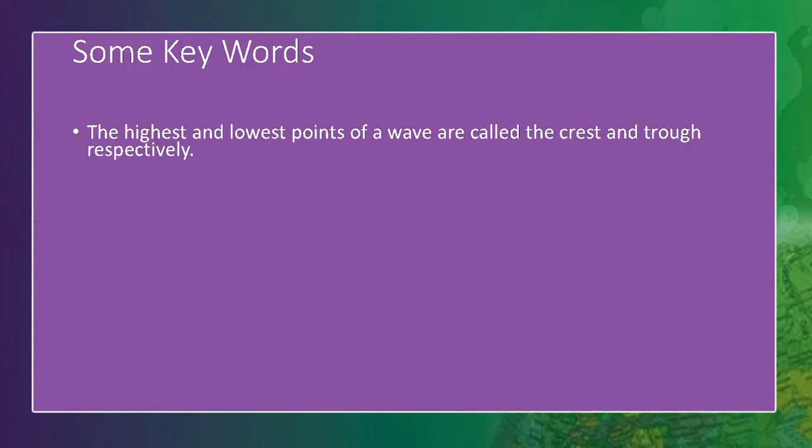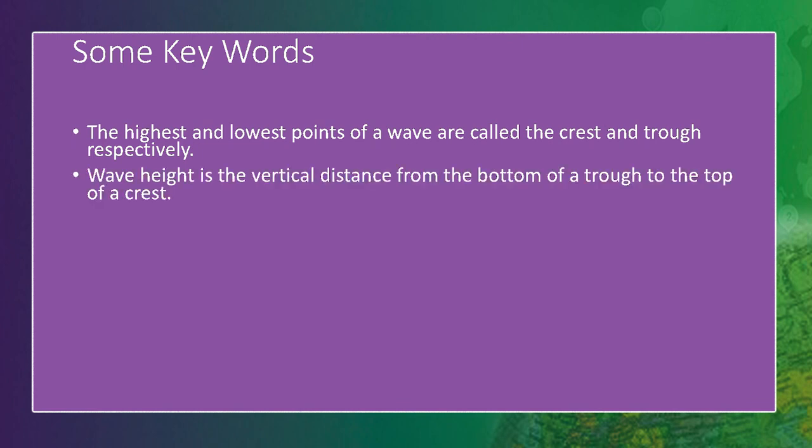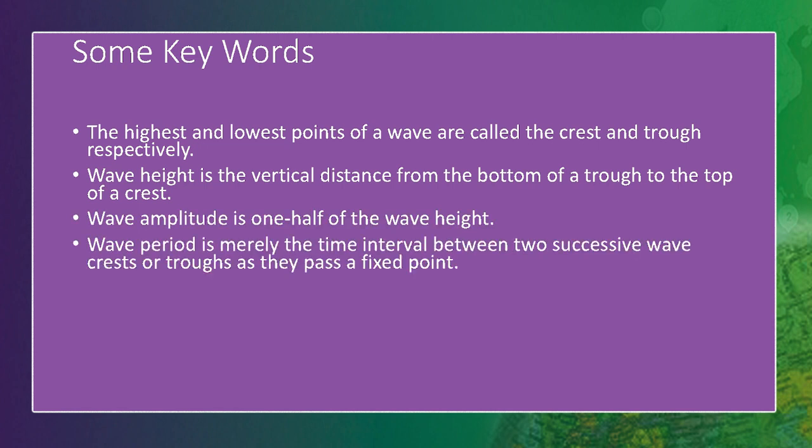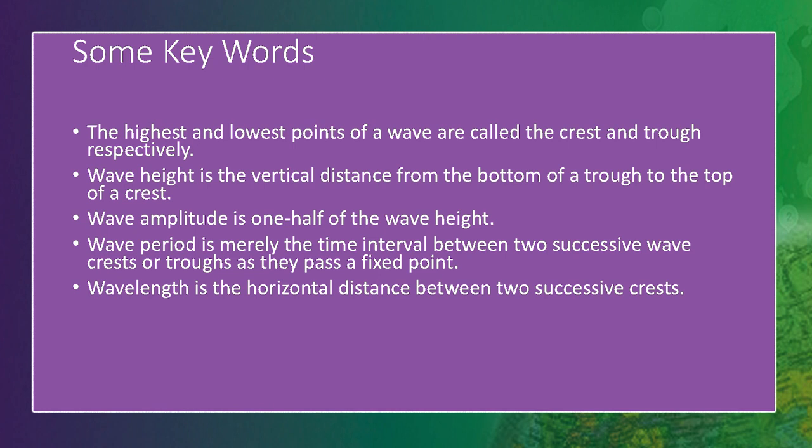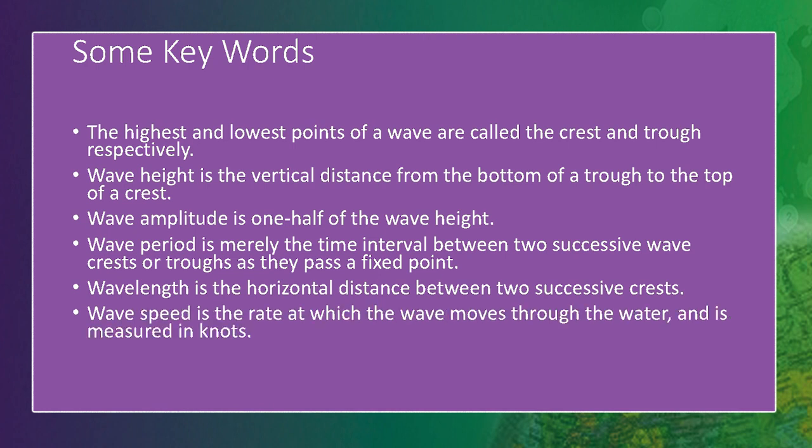The highest and the lowest points of the wave are called the crest and trough respectively. The wave height is the vertical distance from the bottom of a trough to the top of a crest. Wave amplitude is one half of the wave height. Wave period is merely the time interval between two successive crests or troughs as they pass a fixed point. Wavelength is the horizontal distance between two successive crests. And wave speed is the rate at which a wave moves through the water and is measured in knots. Now we have frequency. Wave frequency is the number of waves passing a given point in 1 second.